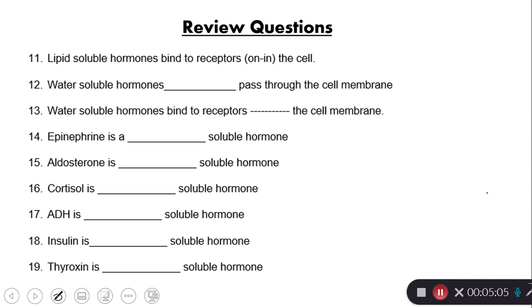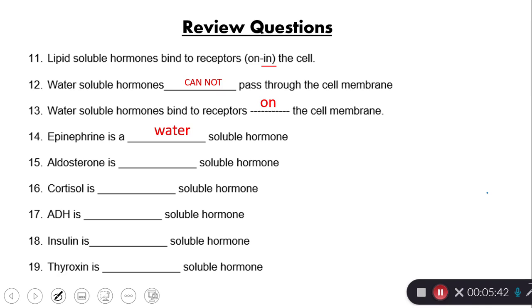Let's go with some review questions. Lipid soluble hormones bind to receptors where? They are lipid soluble, so they are able to enter the cell and their receptors are inside the cell. Water soluble hormones cannot pass through the cell membrane, and that's why their receptors are on the cell membrane. Epinephrine, is it water or lipid soluble? Epinephrine is not a steroid hormone and it's not thyroxine. So it is water soluble.